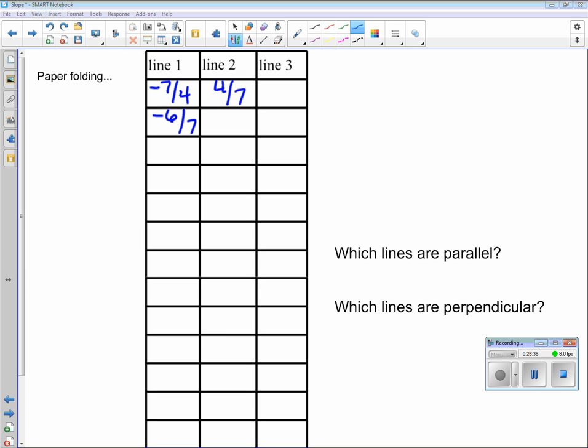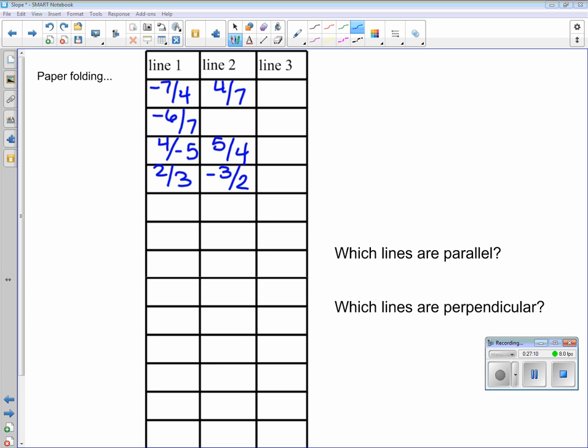I'll come back to you. Okay. Neha, line 1? 4 over negative 5. Okay. And your line 2? Can you reduce 10 over 8 for me? Okay, good. All right. Manuel. 2/3 and negative 3 over 2. Huh. Interesting patterns going on here.